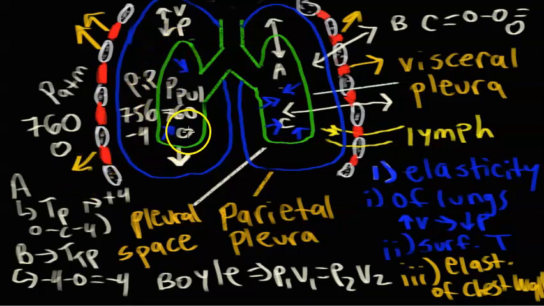So these three things are actually maintaining a negative intrapleural pressure. They're all increasing the volume here in the thoracic space, in the intrapleural space, but they do it differently. 1 and 2 here are by collapsing the lungs, and the elasticity of the chest wall by expanding the chest wall, pushing that parietal pleura away from the visceral pleura. So there you have it. That's how you keep this pressure negative at 756 at rest.